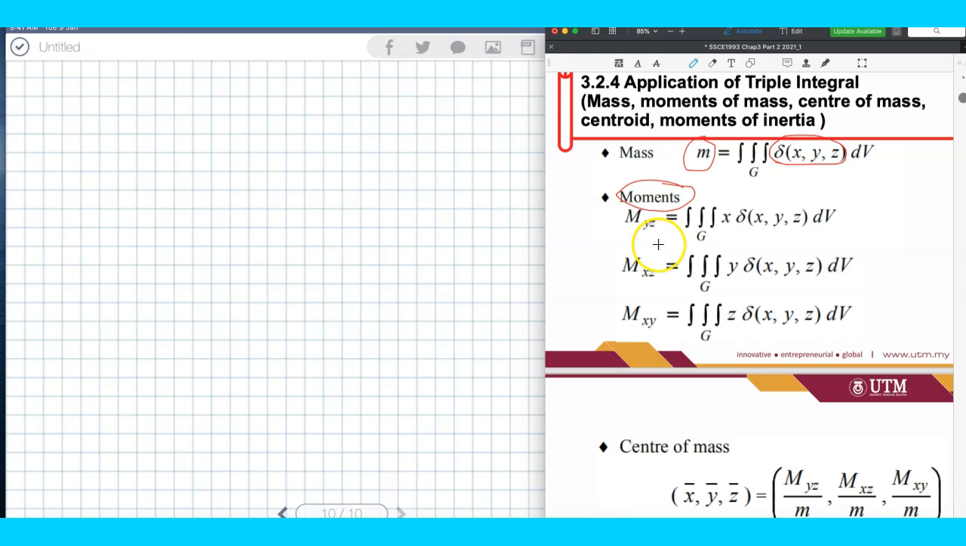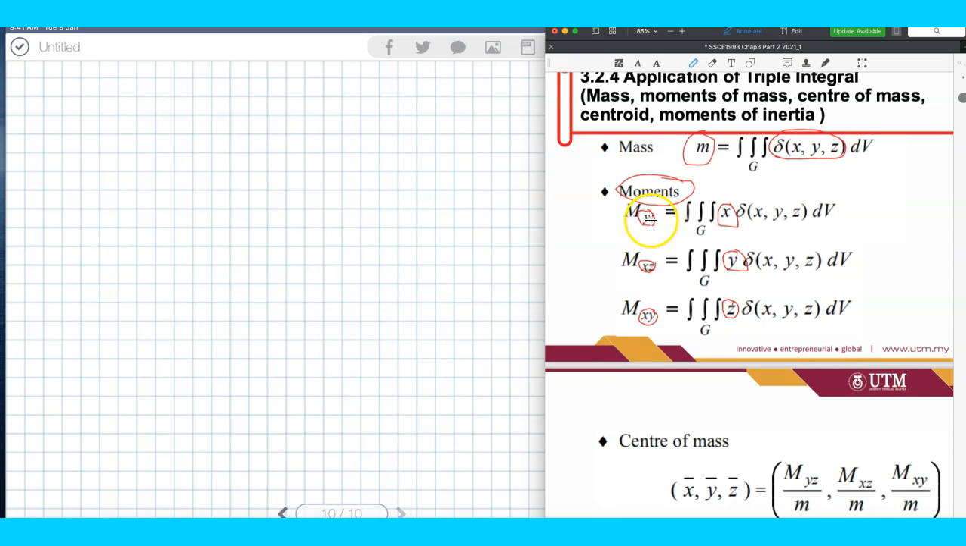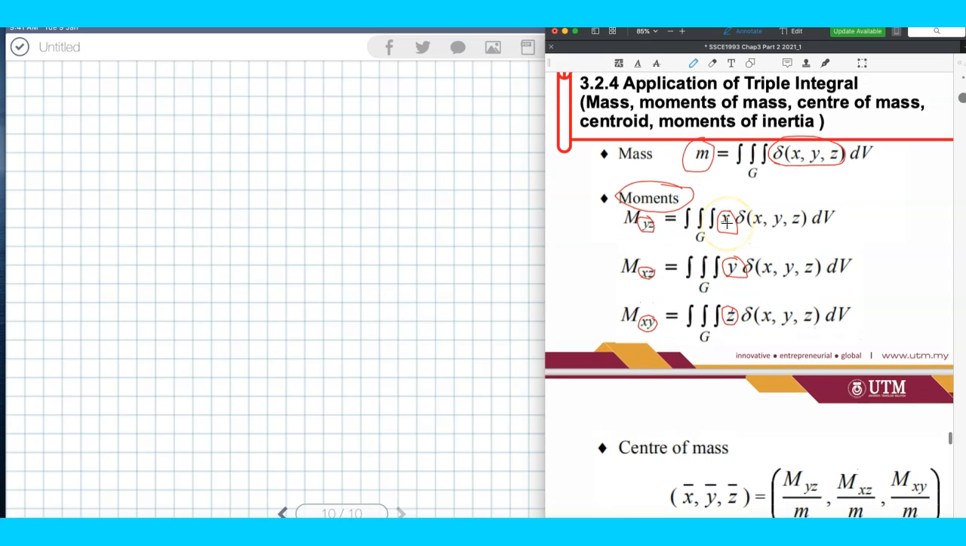And then the formula of the moment of mass with respect to the yz plane, because now we have a triple integral, so we have the solid, so we call this the moment of mass with respect to the yz plane, with respect to the xz plane, and with respect to the xy plane. The formula here is just like the mass, but you have to multiply by these variables. How can you know which variable you have to plug in? If they're asking about yz, then you put x. If they ask about xz, then you put y. If they ask about xy, then you put z.